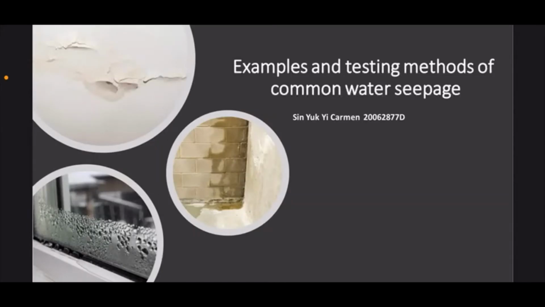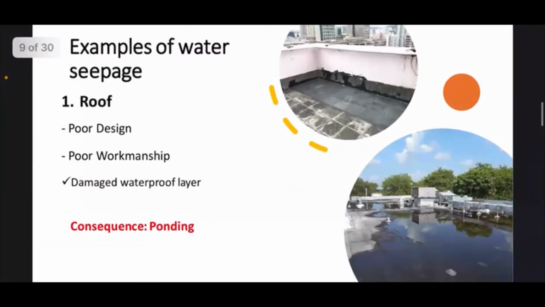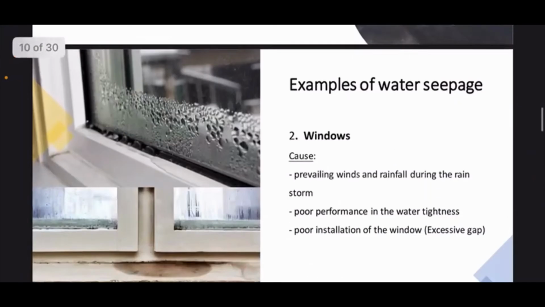Now I would like to talk about the examples and the usual testing methods for water seepage in Hong Kong. The first one is the roof. When the roof encounters a poor design during construction, it will drastically affect its capability. For instance, if the roof does not possess sufficient fall to drain out the water, it will result in ponding. Another factor that will affect the capability is poor manual installation. Inferior manual installation will result in deflection of the slab. In addition, uneven thickness of the liquid waterproofing layers and improper curing of the roofing materials are also vital factors of inferior manual installation.